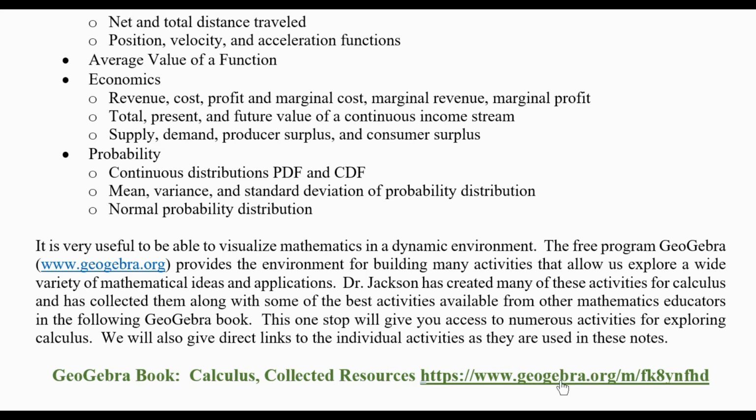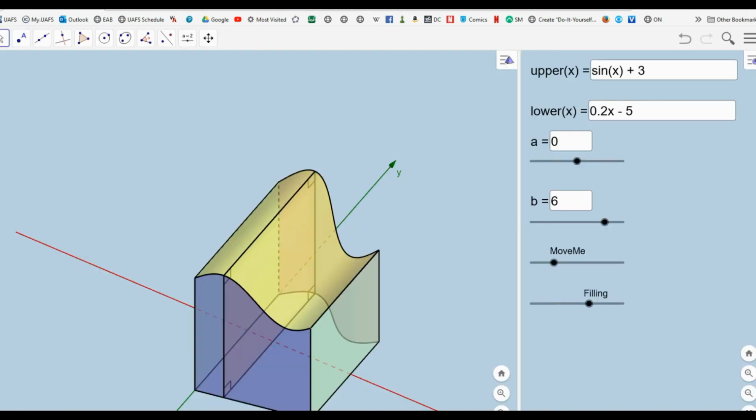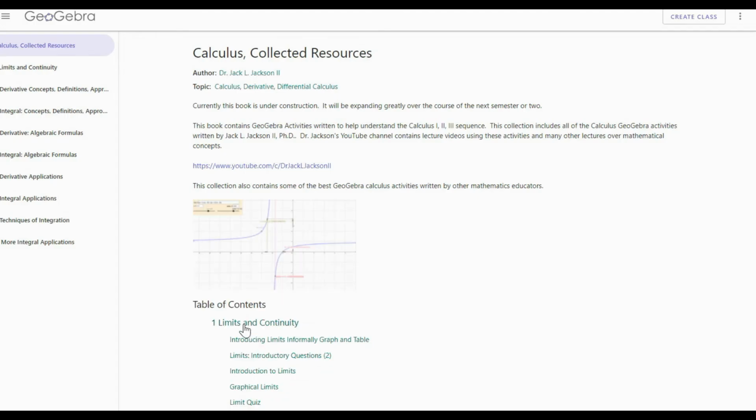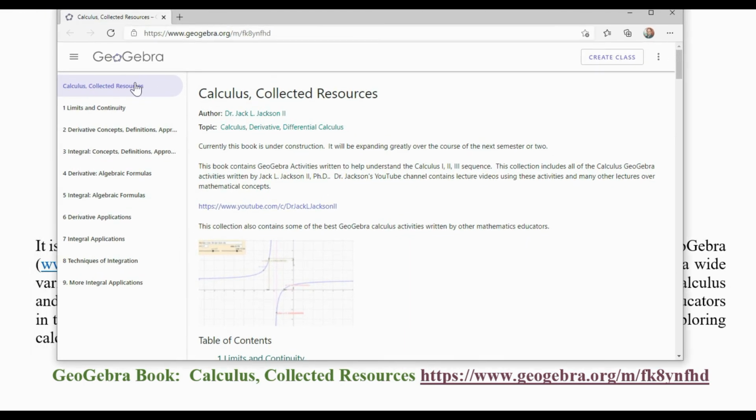So let's just start by going here very quickly. And let me see if it's going to go to that link. Let's try again. Oh, here it is. It's coming up. Okay, so here we see the book here.